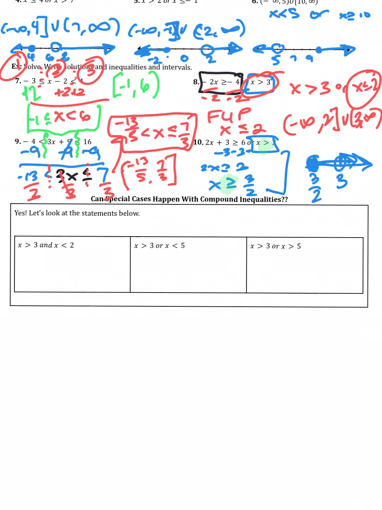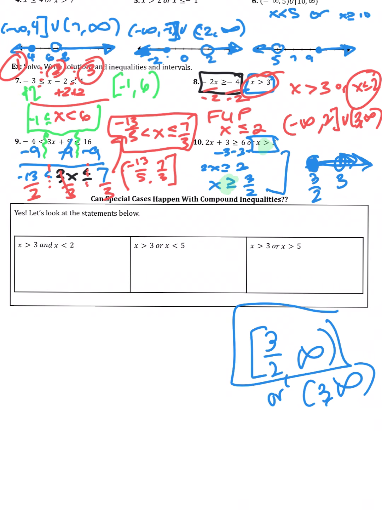So instead of having 3 over 2 up to infinity or 3 up to infinity, that's kind of silly. They're both going up to infinity. Which one covers more, or which one includes all of the numbers? It's this one. So the final answer on number 10 is just that x is greater than or equal to 3 over 2, or this interval notation version, 3 over 2 up to infinity.